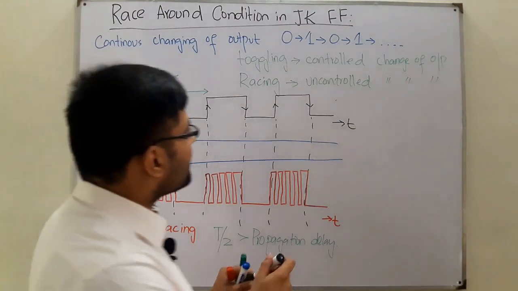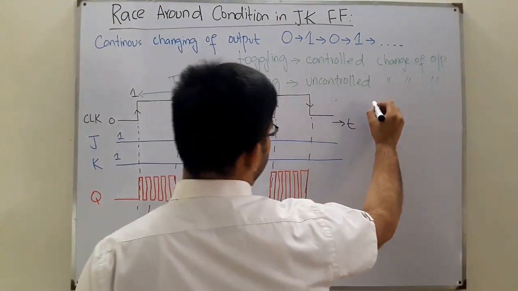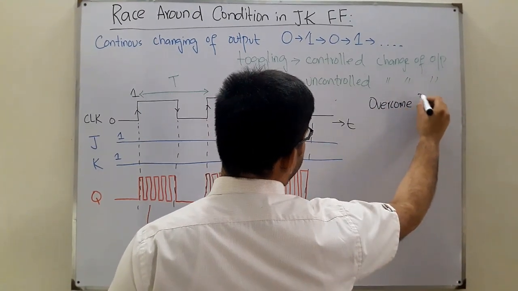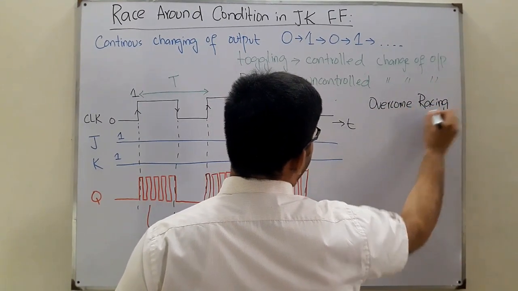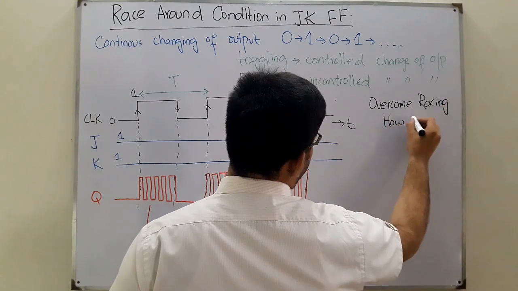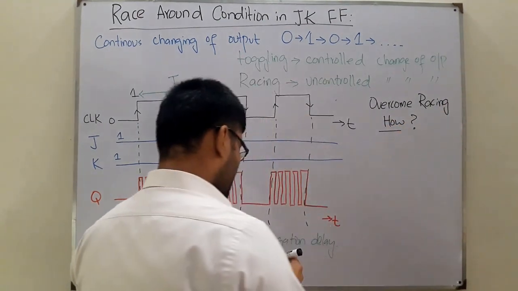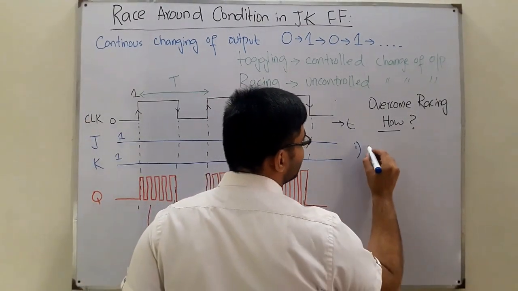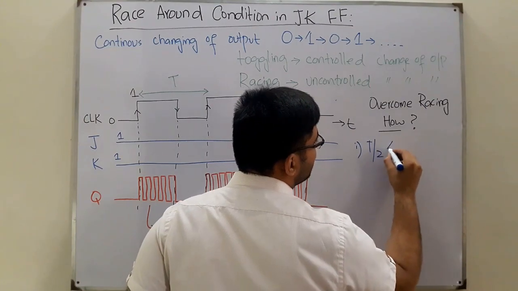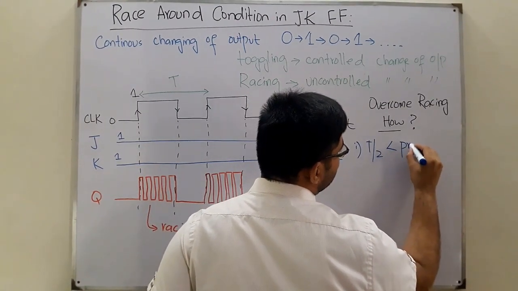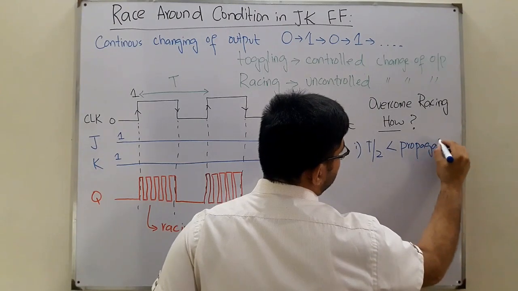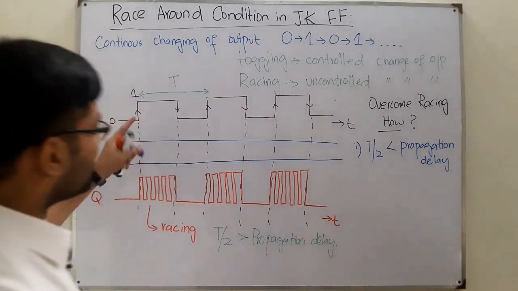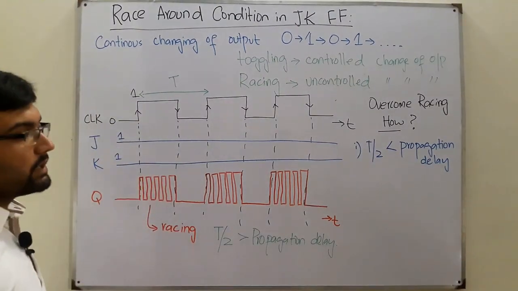Now let's see the conditions to overcome this racing. How to overcome racing, this is the heading. We have a number of methods, let's say I introduce you to three. The first, number one: T by two, the half time period, should be made less than the propagation delay of the gates. Then they will not be in line with each other, and the racing will not occur.